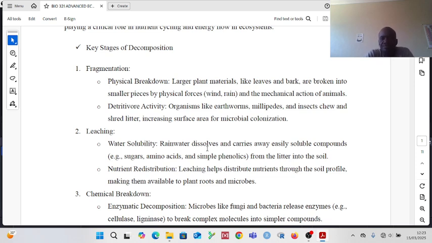In this case, you can have physical forces, things like wind. The wind shakes the branch, then it breaks down into smaller parts, but still of the same branch, still of the same leaf. So the state is not changing, only the size. It's just fragmenting it into smaller pieces. So physical forces, either wind or rain, can do this physical breakdown.